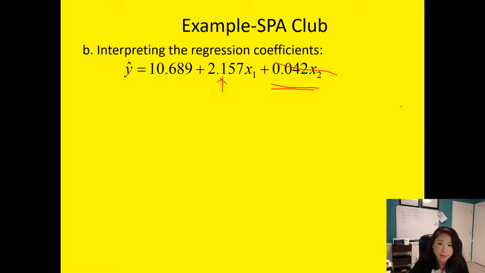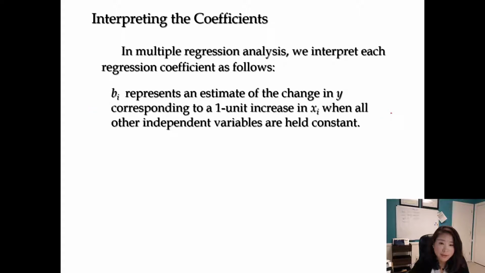So let's look at our interpretation formula. Bi, where the i represents B1, B2, etc. One of the B, except B0, represents an estimator of the change in Y corresponding to a 1 unit increase in Xi when all other independent variables are held constant. This is the only difference between simple and multiple linear regression model. You need to add this phrase, when all other independent variables are held constant. If this is a test or homework and you're missing this phrase, you're definitely going to lose points, because this is the difference between simple and multiple linear regression model.